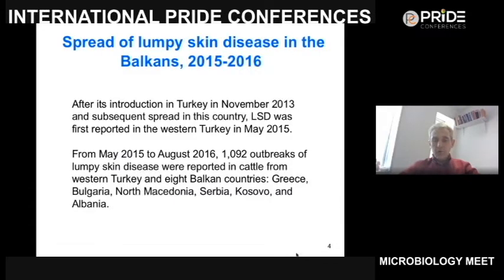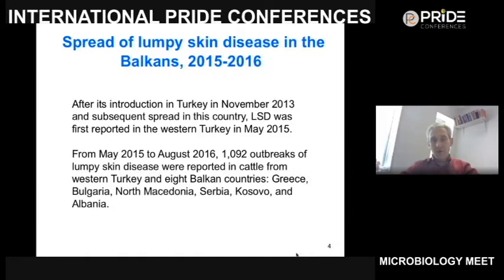So the story started in the Balkan area. It started between 2015 and 2016, mainly in this part of the area where I will present some data. But of course, lumpy skin disease is present in Africa and some eastern countries close to Africa. And the disease was introduced into Turkey in November 2013, and then it subsequently spread in this country.